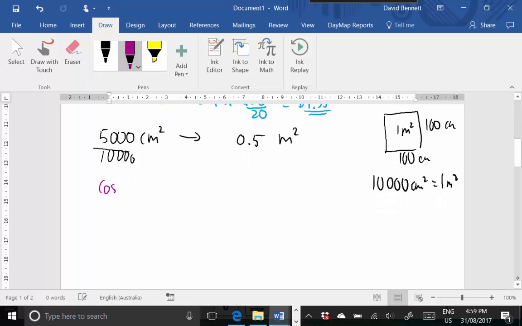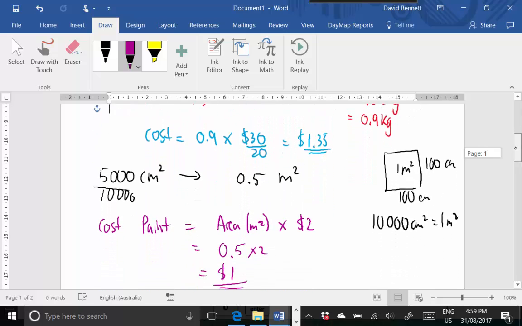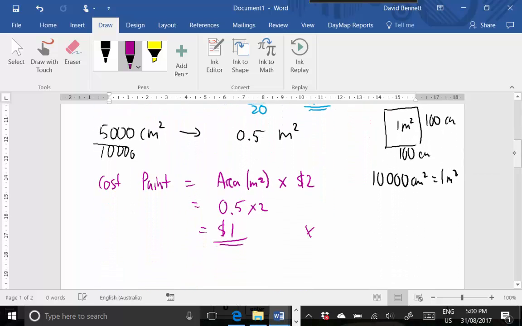So the cost for the paint is going to be equal to the area in square metres times by $2, because it's going to cost you $2 per square metre. So that's going to be equal to 0.5 times by 2, which is going to give you $1. Now, I've just made these figures up, so don't assume that what I've given you is correct. But in this particular case, we might then consider doing maybe 3 coats, or you might consider doing 2 coats of a primer, cheaper paint, and then 1 coat of the more expensive paint with that.